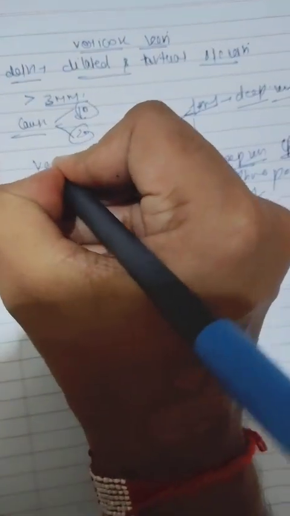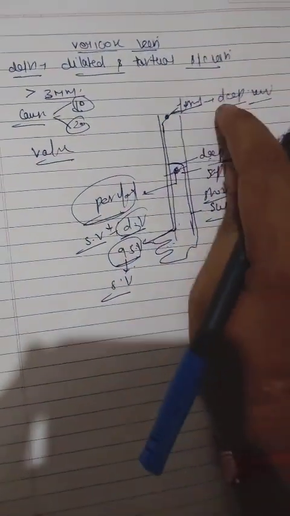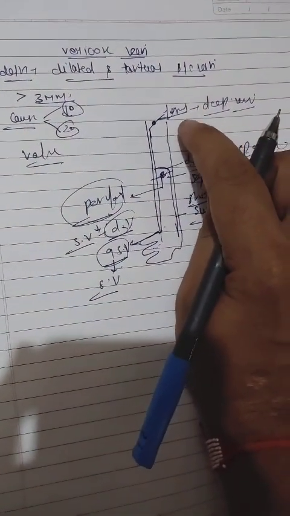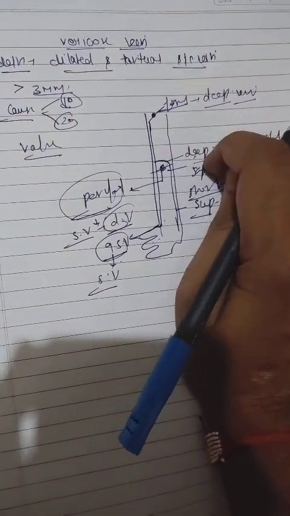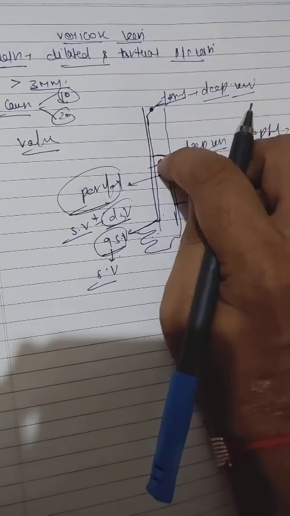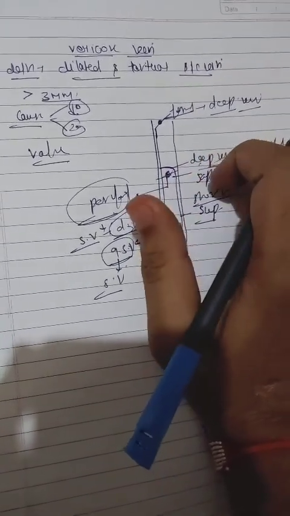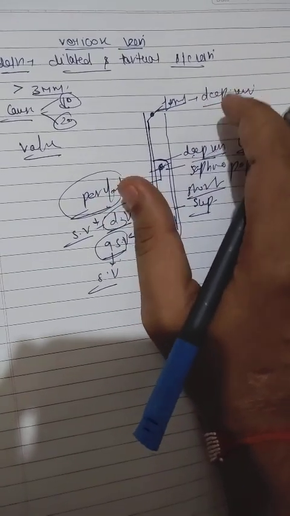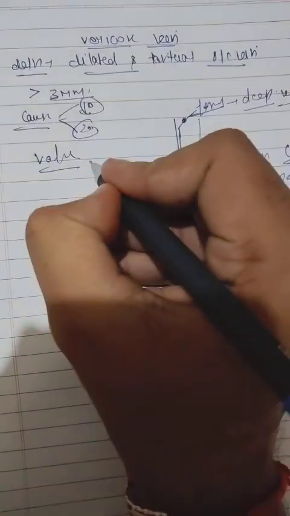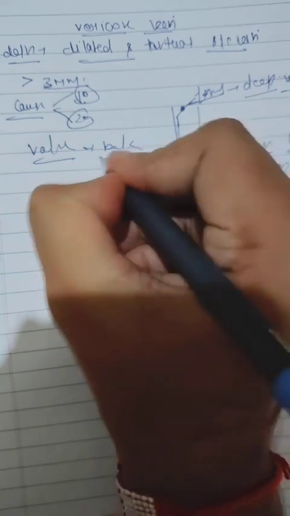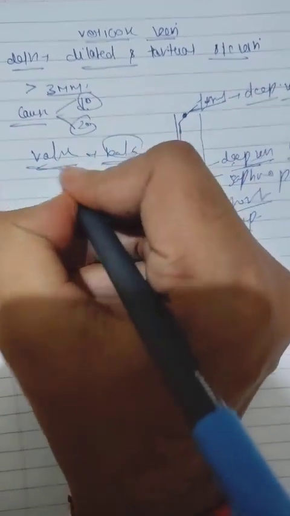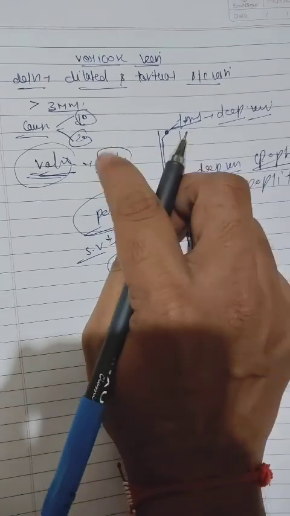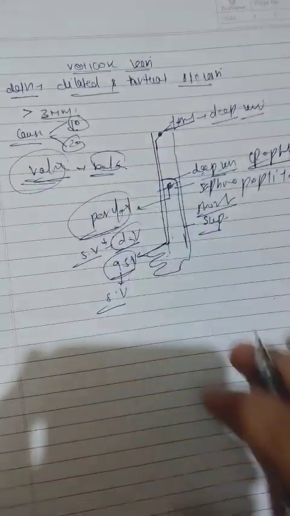In every vein there is a wall, whether it is a junction, a superficial vein, a perforator or a deep vein. This wall prevents the backflow of the blood. That is basically what this wall does.